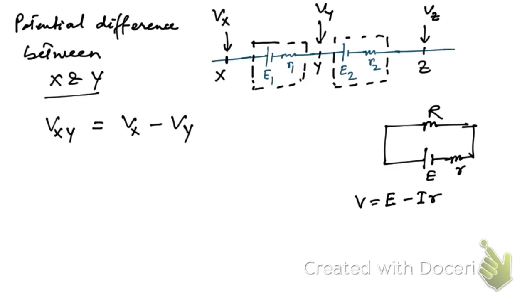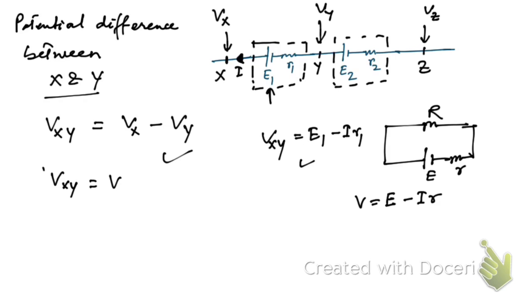So according to that relation, Vxy must be equal to E1 minus I R1, if current I flows through this circuit. Let me consider it that way. Now comparing these two equations, we can write that Vxy is equal to Vx minus Vy is equal to E1 minus I R1.